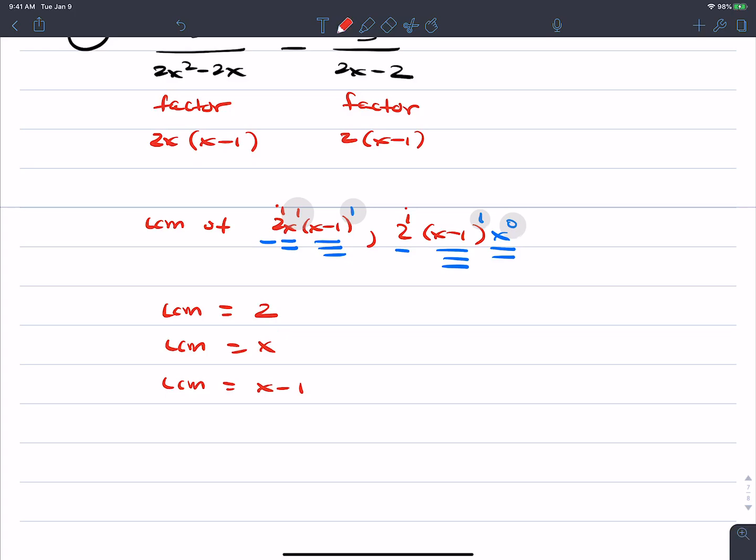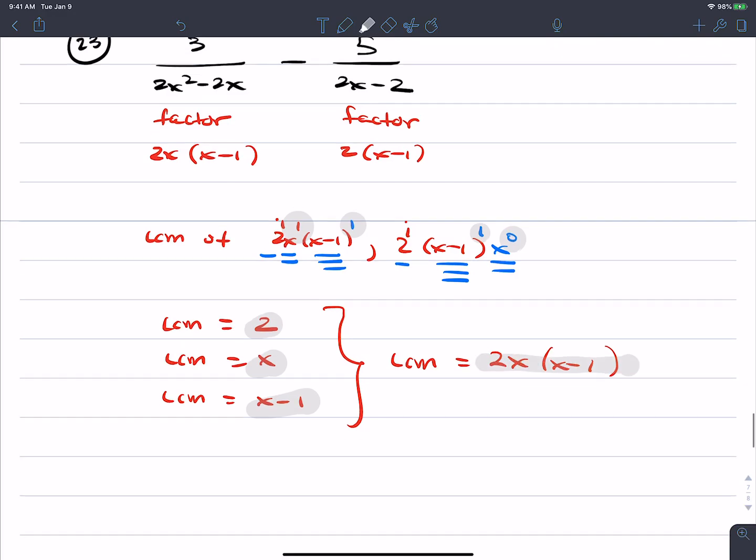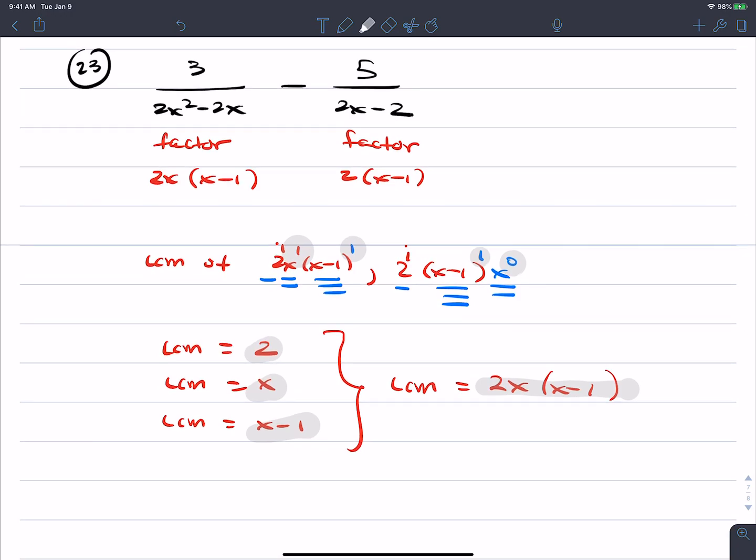So altogether, the LCM will be 2 times x times x minus 1. The number, the x term, and the x minus 1 term. We just multiply those together, and that's going to be our LCM. So for this question, we do have to factor the denominator so that we could determine the LCM.